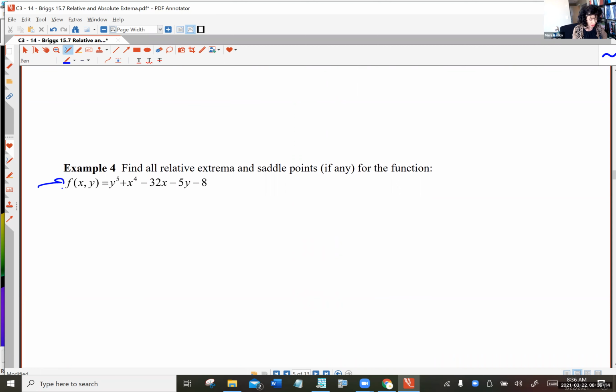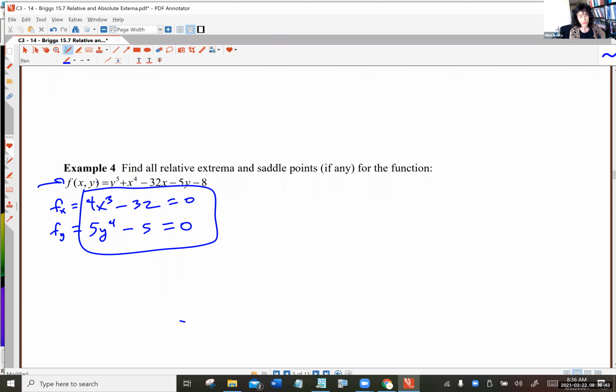So here's a function of two variables. Great. Let's go get the first partials. When we differentiate with respect to x, we get 4x cubed minus 32. When we differentiate with respect to y, we get 5y to the 4th minus 5. We simultaneously set these partials equal to 0. Now, I want you to look at this system of two equations and two unknowns. Do you notice that each equation has only one variable in it, not two?